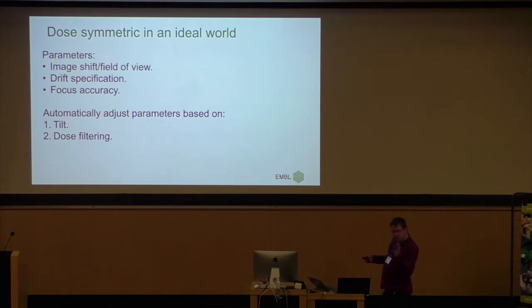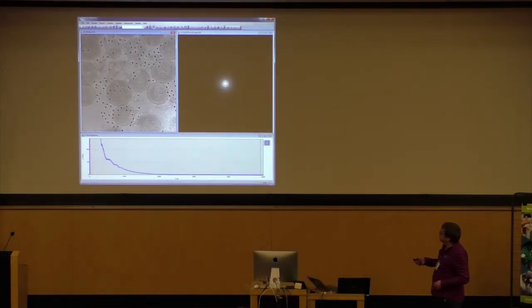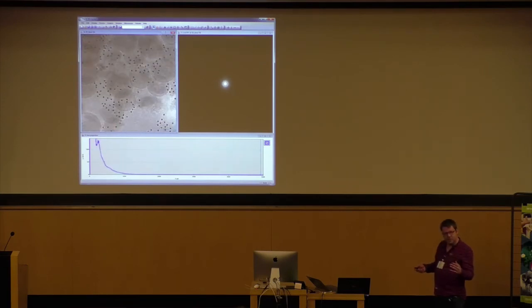Image shift, field of view. I don't want to lose field of view. I still am worried about this drift specification, and I want accurate focus. But I should adjust those by tilt and by dose filtering. And by dose filtering, I mean, this is what happens if you dose filter one of these stacks. It's very heavy. A lot of people don't understand it.